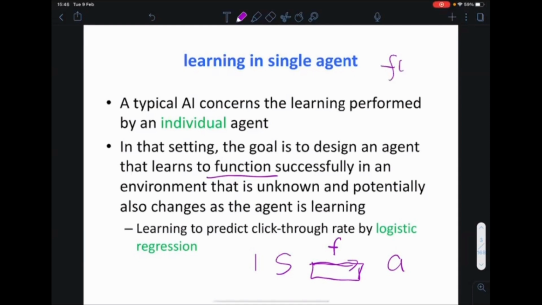Most of the learning problem is really about that. You have got the state, and then it's a parameter of that function that provides the action. So the goal of machine learning, of learning for a single agent, is really to come up with this optimal function, so that at the right time, given the right context, I will make the right action. Another example would be trying to predict the click-through rate of a user.